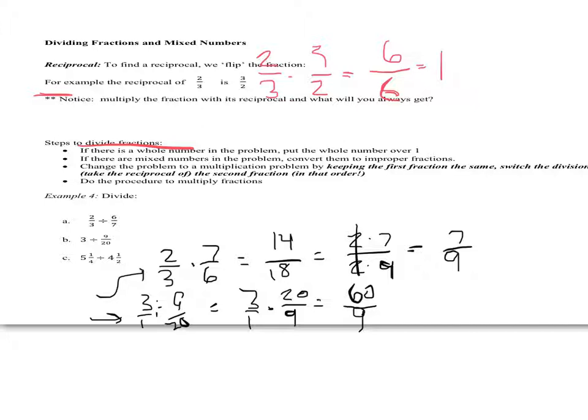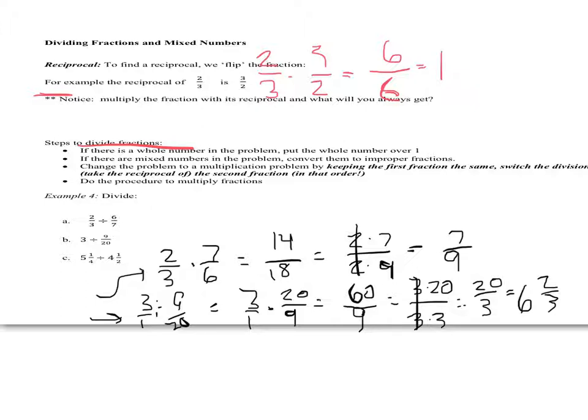Now we're going to look to see if we can simplify this fraction. In this case, we can. 60 and 9 both have a common factor of 3. 9 is 3 times 3, and 60 is 3 times 20. So we can cancel out our common 3 and write this as 20/3. There's our answer as an improper fraction. And we can also write that as a mixed number. 3 goes into 20 6 times with 2 left over. So as an improper fraction, we have 20/3. As a mixed number, 6 2/3.